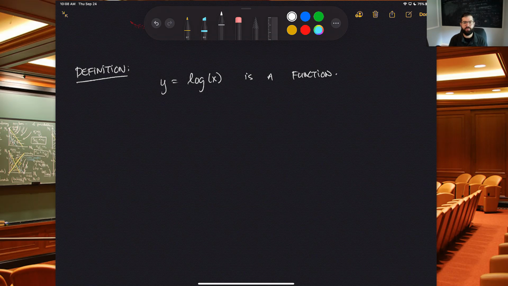Okay, so the definition, first I want to start off with this note here, which is that log x is a function.